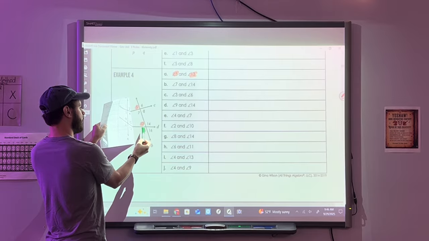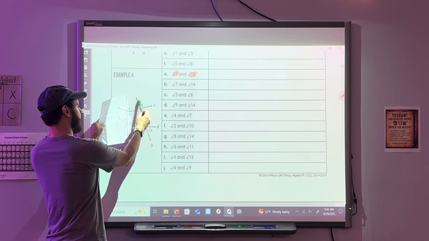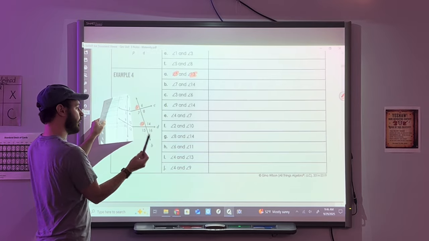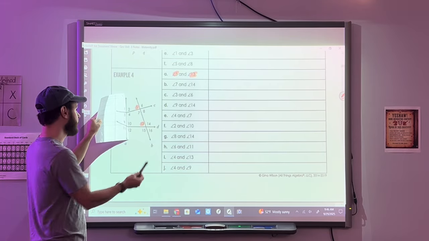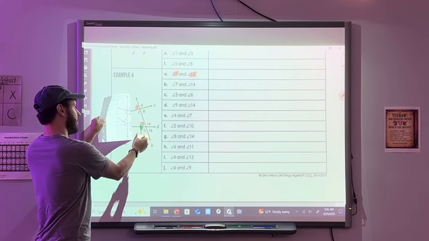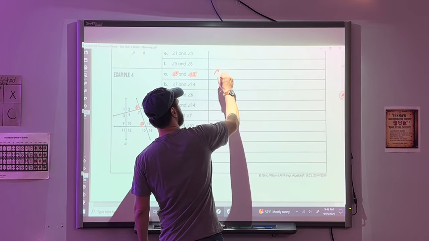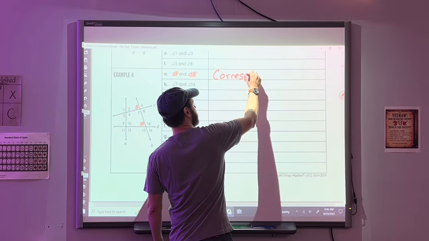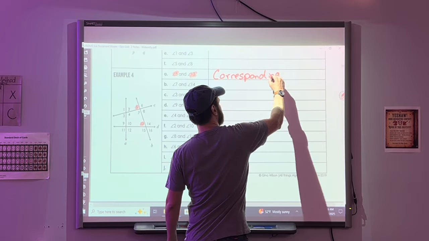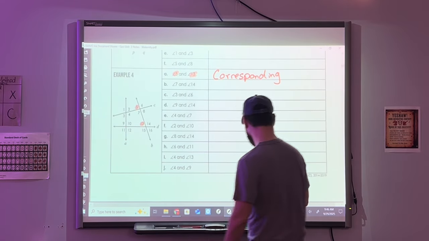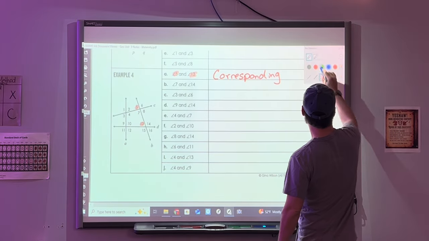Now I can check. Okay, 1 is on the outside, 1 is on the inside. My only hope is that they're corresponding. Top left, top left. Okay, so 5 and 13 are corresponding. Okay, 7 and 14.